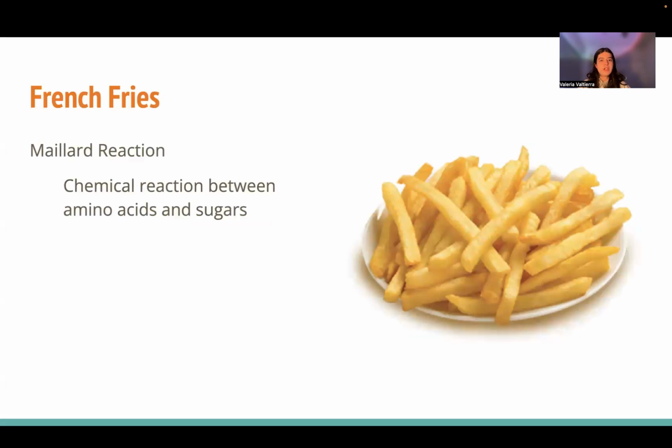So starting with French fries, I wanted to talk about the Maillard reaction, which I feel like is one of the first few concepts that we learned, and it's essentially the chemical reaction between amino acids and sugars, and it really gives the fries their golden brown color and delicious flavor, and it's what makes the French fries kind of crispy on the outside but very tasty on the inside.